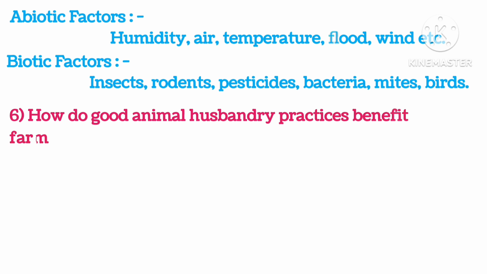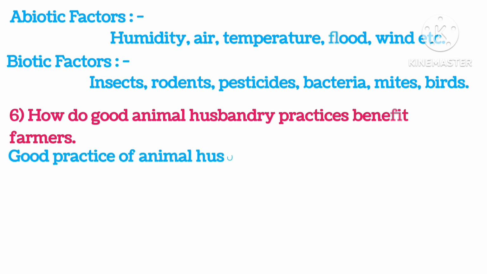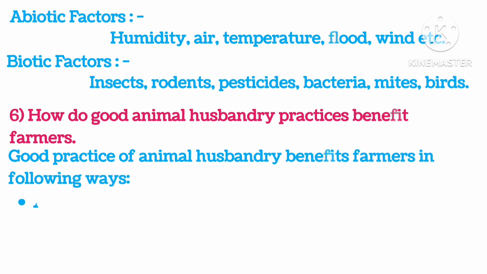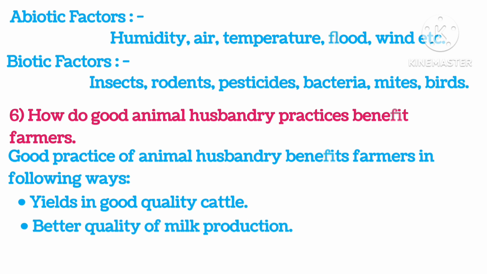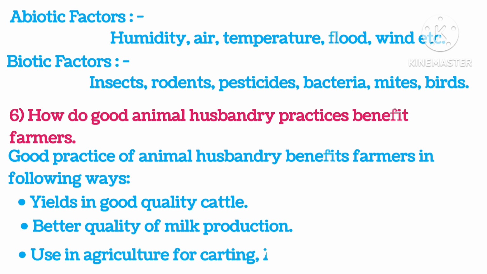How do good animal husbandry practices benefit farmers? Good practice of animal husbandry benefits farmers in the following ways. It yields good quality cattle, better quantity of milk production, and use in agriculture for carting, irrigation and tilling.